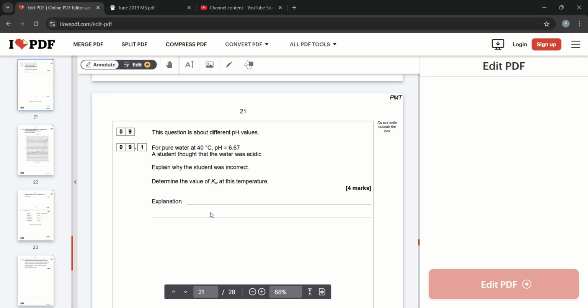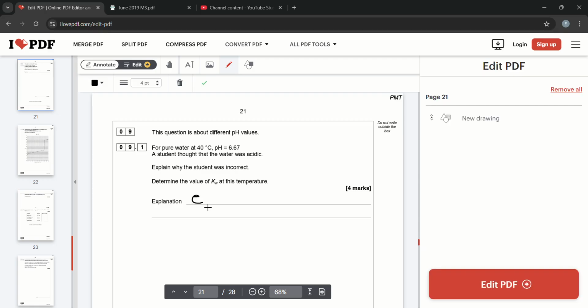Question 9. This question is about different pH values. For pure water at 40 degrees Celsius, pH equals 6.67. The student thought that the water was acidic. Explain why the student was incorrect. Well, same thing I said last video. If it's talking about water, acidic, and why is it not correct?